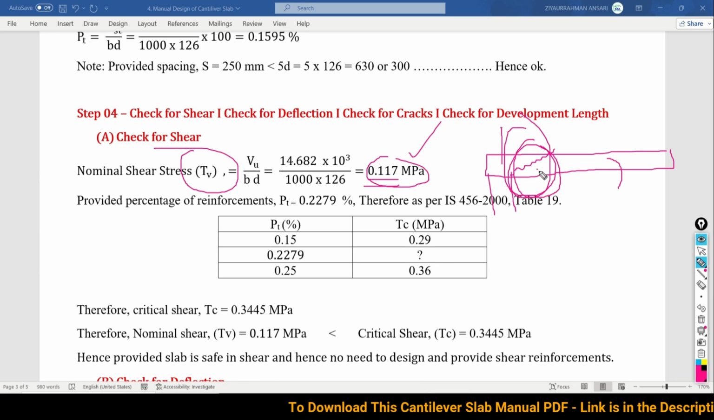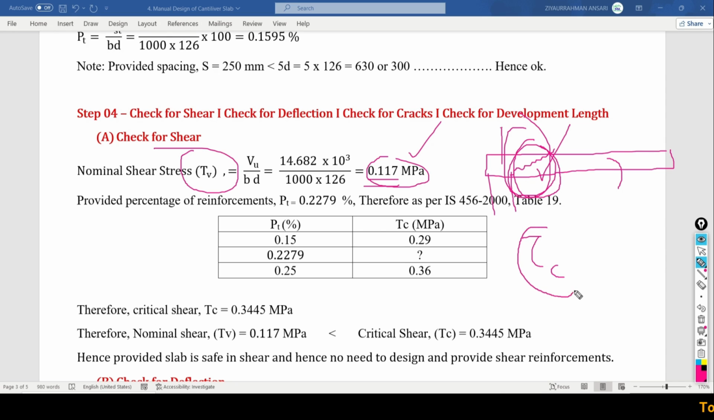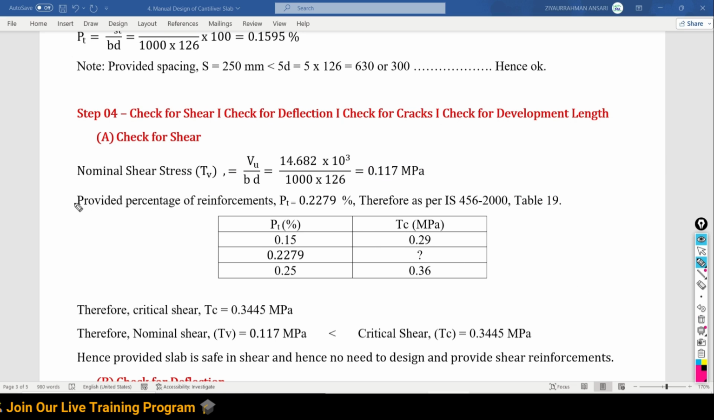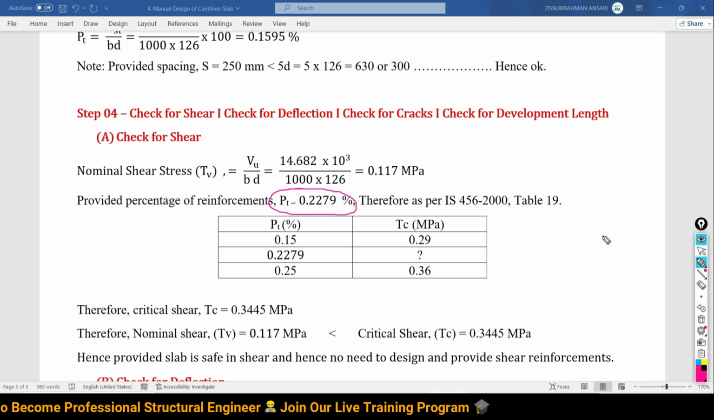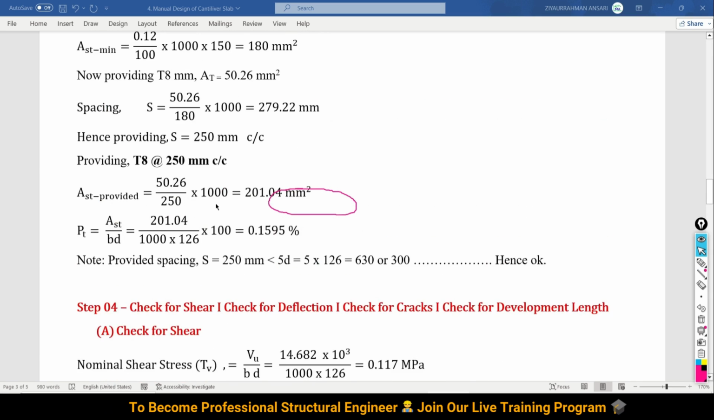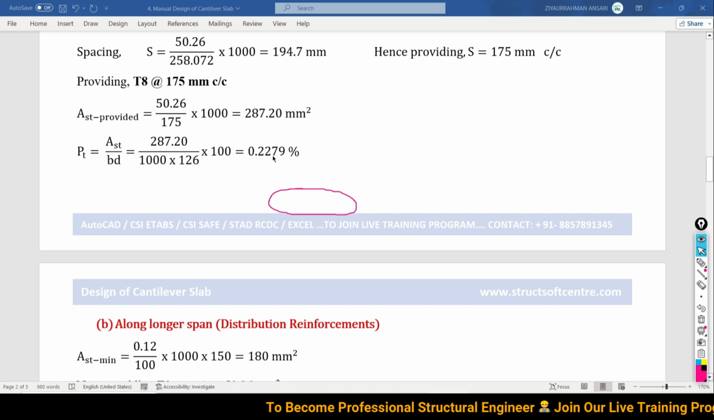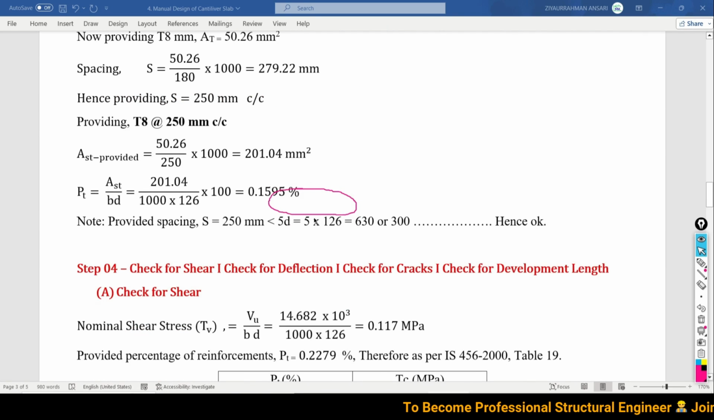Now what is the resisting capacity of your concrete? Tau C, the critical shear resisting capacity of your concrete, I want to calculate, right? So how can I calculate the shear resisting capacity of your concrete? For that I need the percentage of reinforcement provided. The percentage of reinforcement provided along the shorter span is 0.2279.